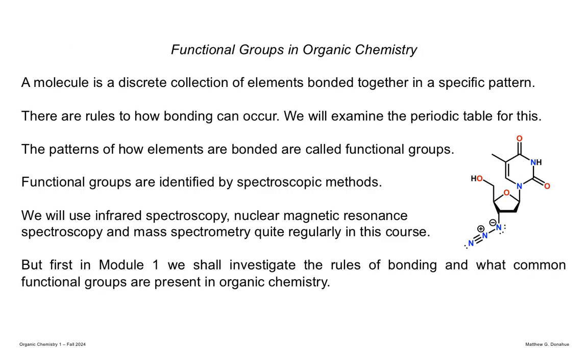And so just wrapping up here in the last couple minutes. A molecule is a discrete collection of elements bonded together in a specific pattern. There's rules to the bonding patterns, CNOF, 4, 3, 2, 1. That comes from the periodic table, which comes from the electron configurations. The functional groups are identified through spectroscopy.